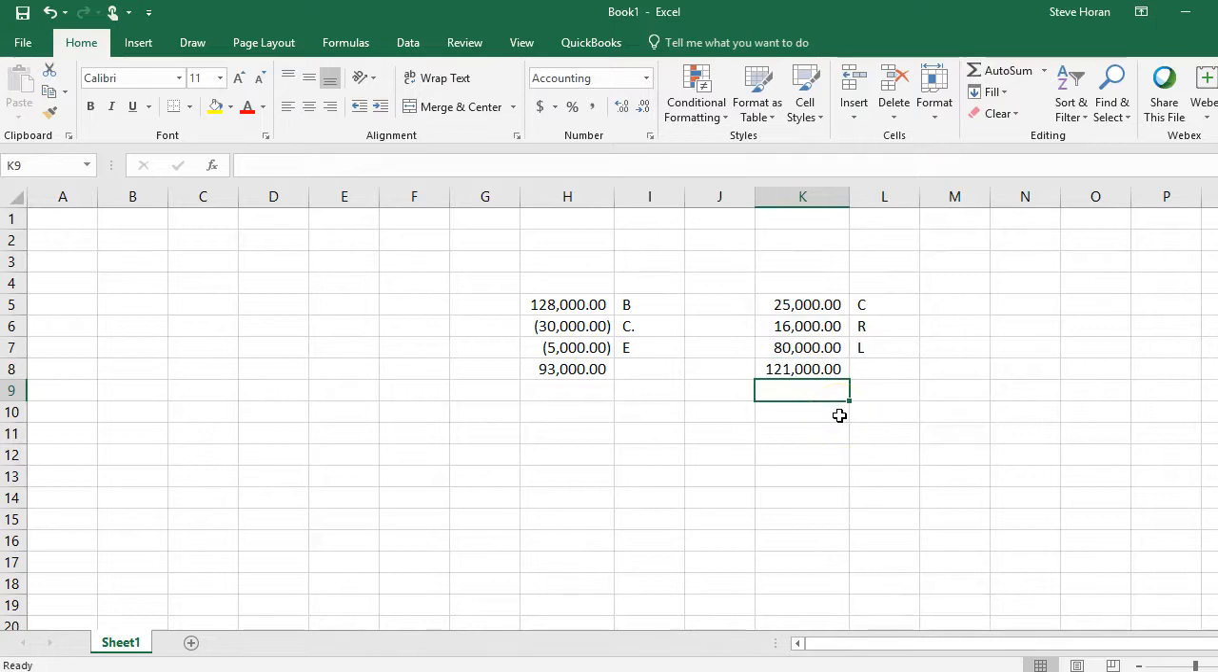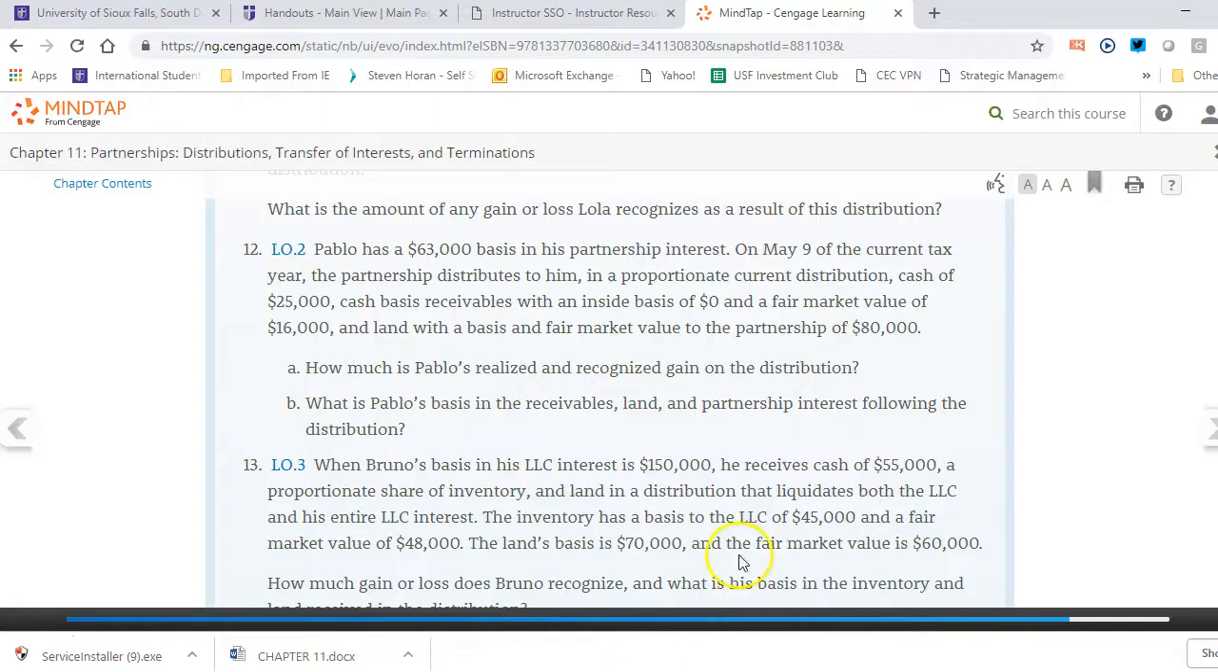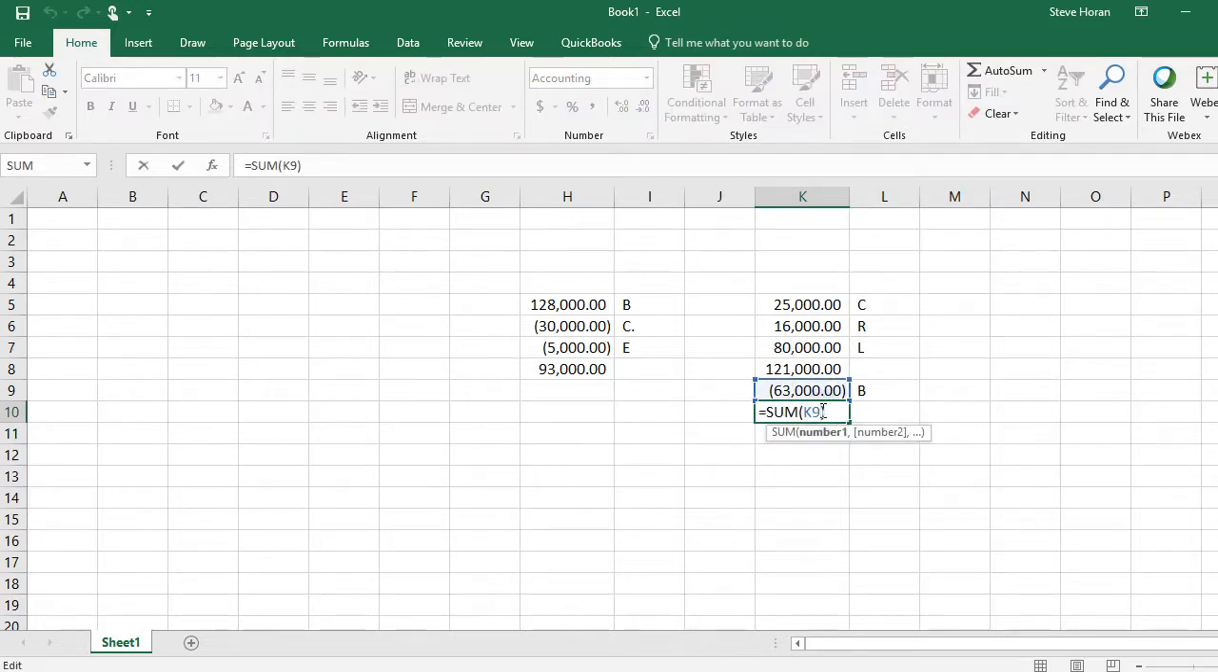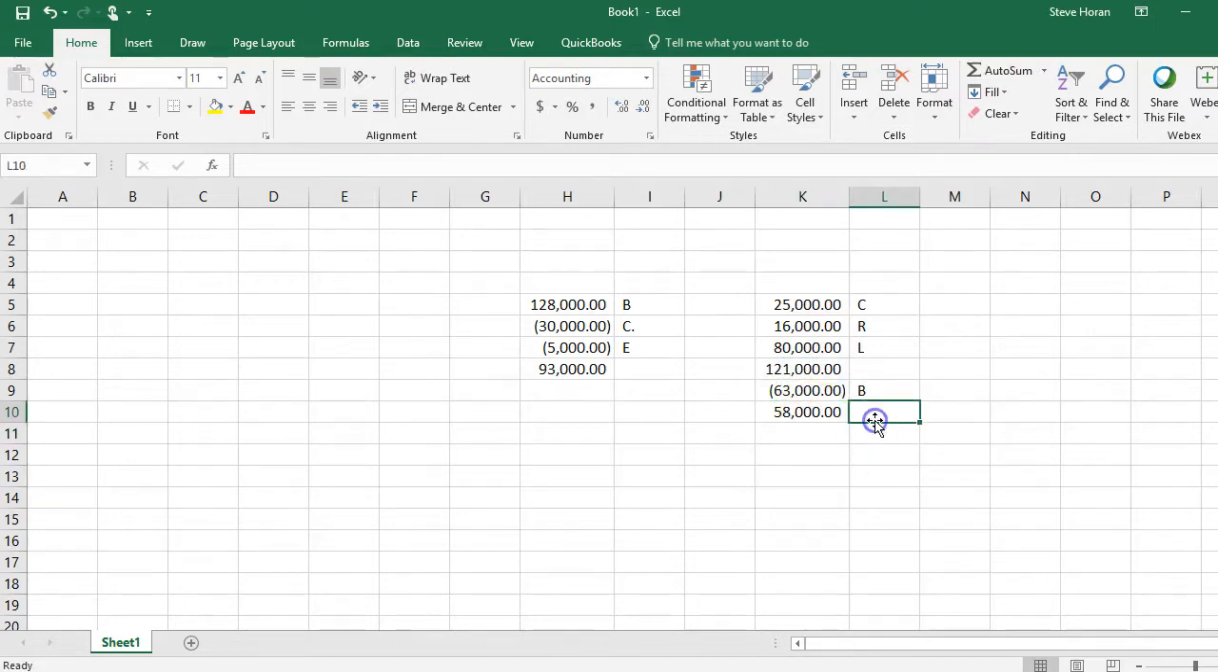Remember, go back to the question. His basis is 63. Okay, so this is what he receives as the distribution. His basis is 63. So just the sum of the two then is, let's see, did not do that right. Let me do my math better. There we go. So $58,000 would be essentially his gain. Okay. So he received 129 on a basis of 63, so he received an overage of 58,000.